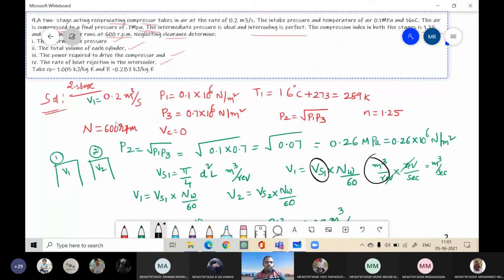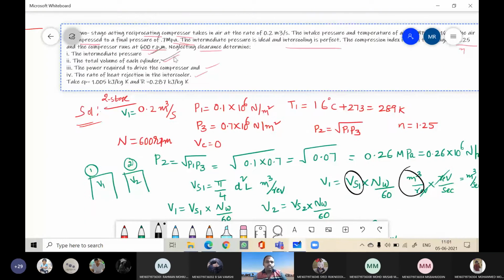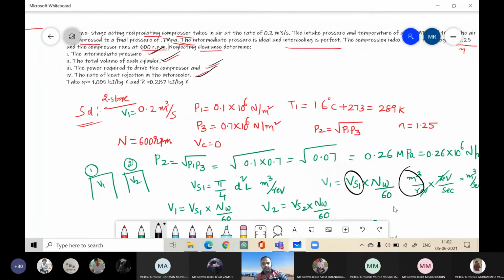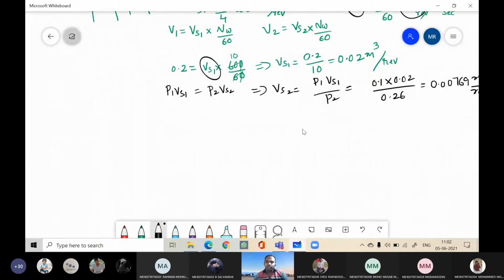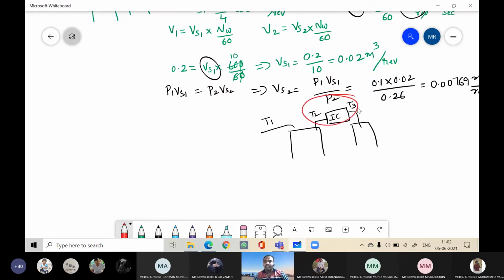So we got the swept volume of the second cylinder also. Now what is required? We got intermediate pressure and volume of each cylinder, then power required and rate of heat rejection. Where will heat be rejected? Heat will be rejected in the intercooler. If you see the diagram, first stage, second stage, and in between we have the intercooler. This is T1, T2, T3. Heat is rejected in the intercooler, so T2 value will be more.